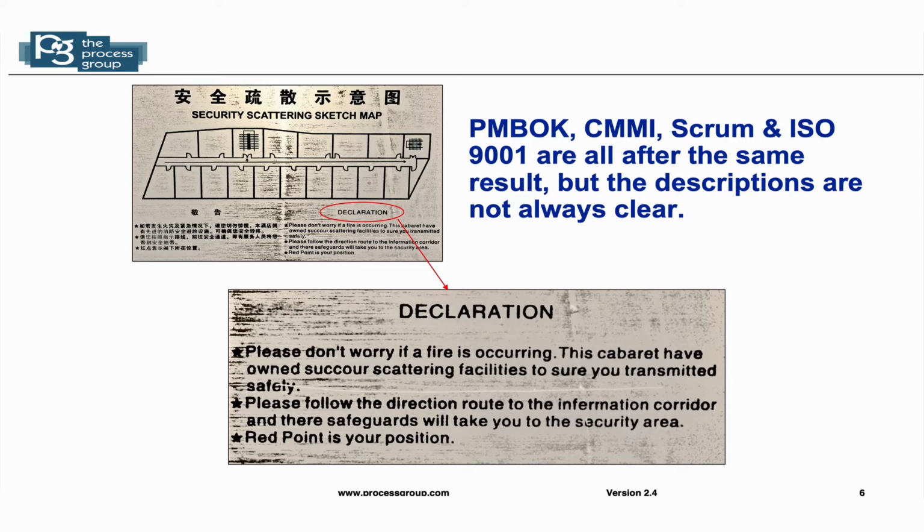So I think this is kind of funny. Please don't worry if fire is occurring. This cabaret have owned secure scattering facilities to assure you transmitted safely. Please follow the direction route to the information corridor, and their safeguards will take you to the security area. Red point is your position.